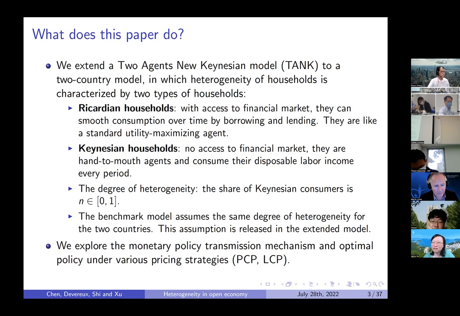In the international macro literature, we emphasize two kinds of pricing strategies, and we know they give very different results regarding optimal monetary policy in an open economy. So we consider both the producer currency pricing, that is PCP, and the local currency pricing, which is LCP. PCP means the price is set in terms of the producer currency, but in LCP the price is set in terms of the consumer's currency. That's a major difference.